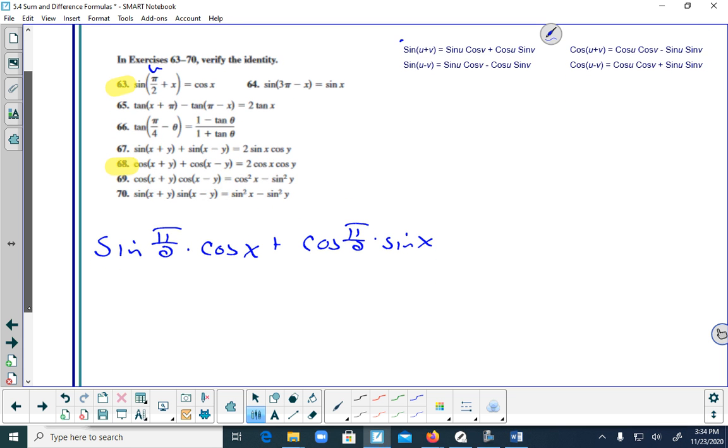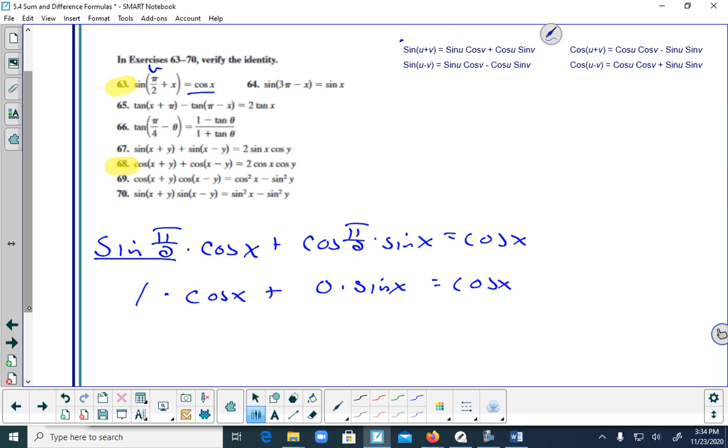And then I'm going to put in what I know. The sine of pi over 2 is 1, so this will be 1 times the cosine of x, plus the cosine of pi over 2 is 0, so 0 times the sine of x. We're trying to show that this is equal to cosine of x. So now I'll have 1 times cosine of x, which is cosine of x, and 0 times sine, which will be 0. So I'm going to end up with cosine of x is equal to cosine of x. So I verified the identity.